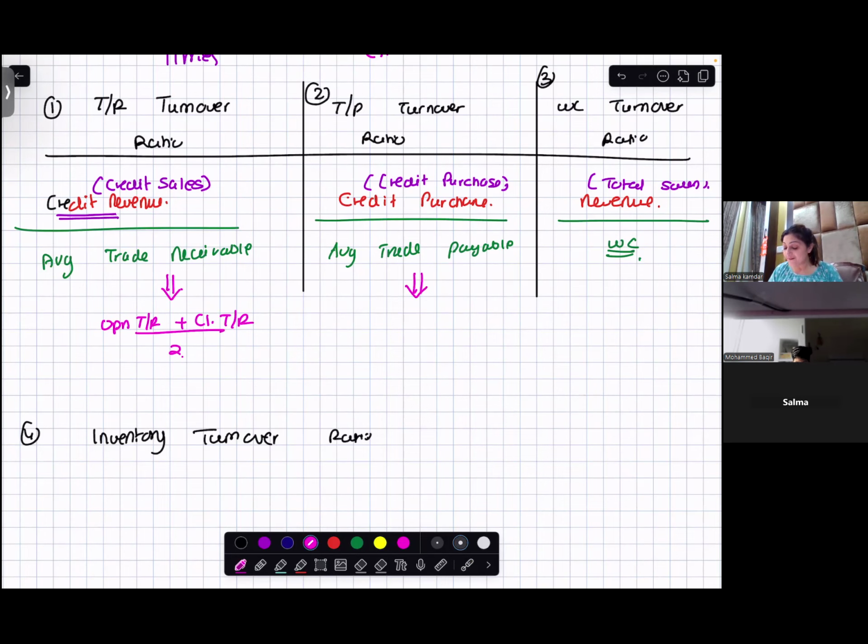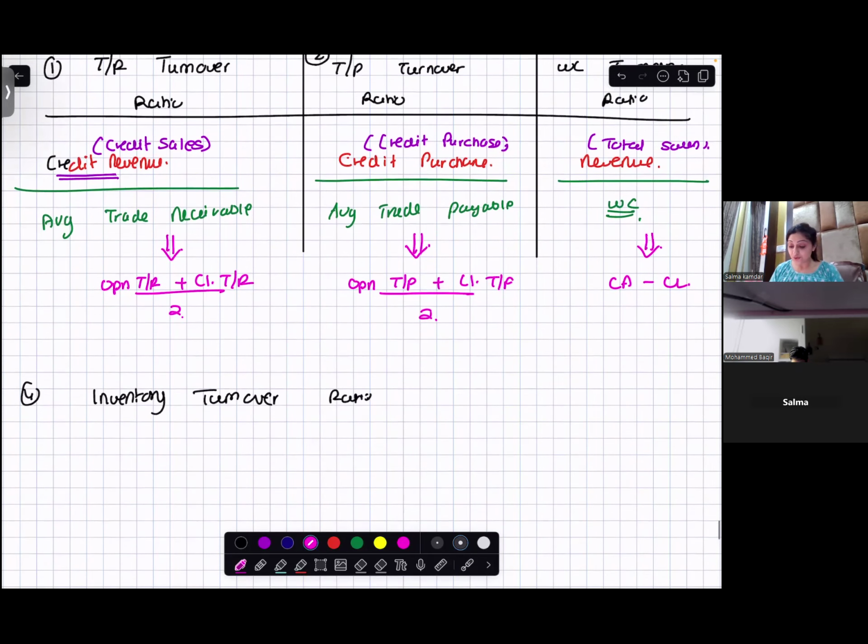When I talk about average trade payables, it means opening trade payables plus closing trade payables divided by 2. And when I talk about working capital, it means current assets minus current liabilities.